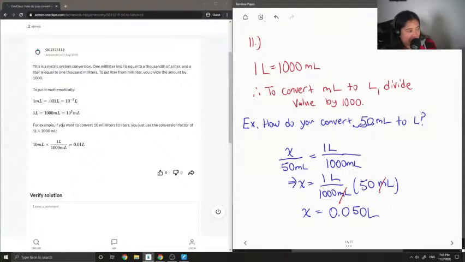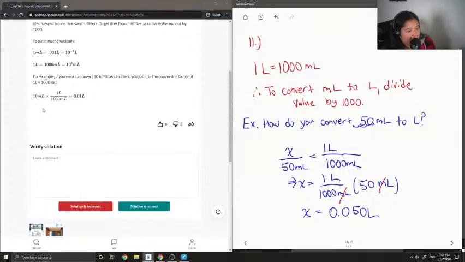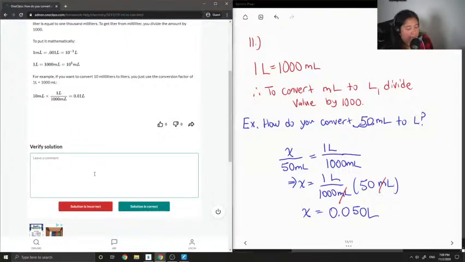For example, if you want to convert 10 milliliters to liters, you just use the conversion factor of 1 liter is equal to 1,000 mils. And then they did a similar example. 10 mils times 1 liter over 1,000 mils is equal to 0.01 liters. So this solution is correct.